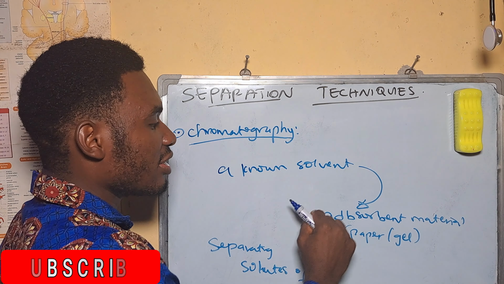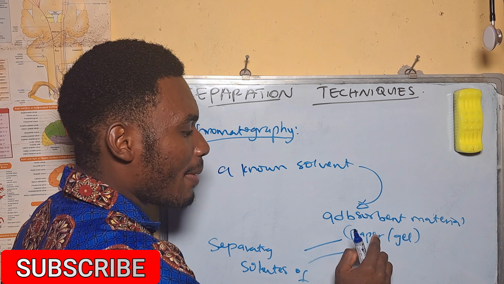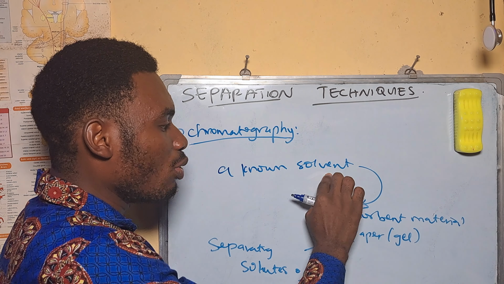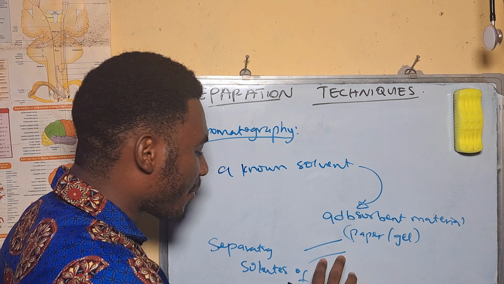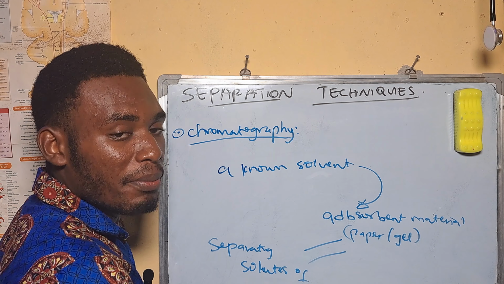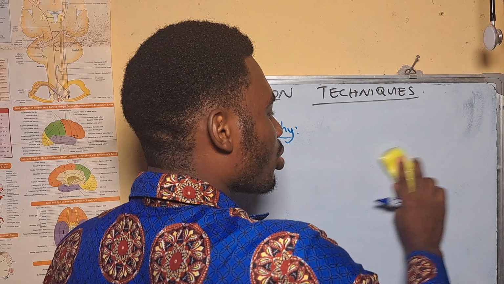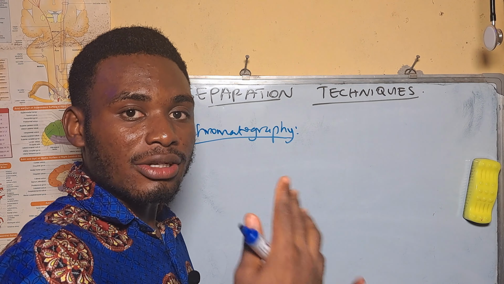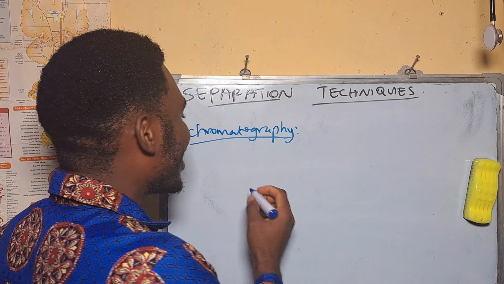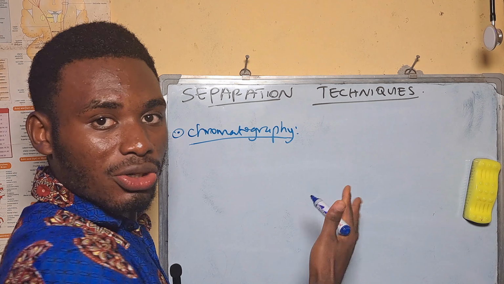So a known solvent is moving over an absorbent material, which can be a paper or a gel, and once the solvent is moving over this material, it's going to separate a known amount of solute of a mixture. We have types of chromatography, which include gas chromatography and also ascending column chromatography. But the most popular one is ascending column chromatography, which I'm going to discuss briefly.